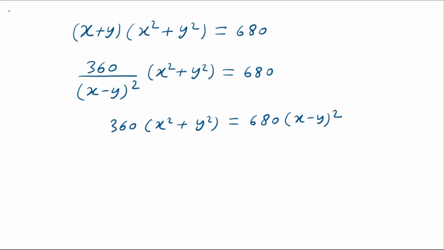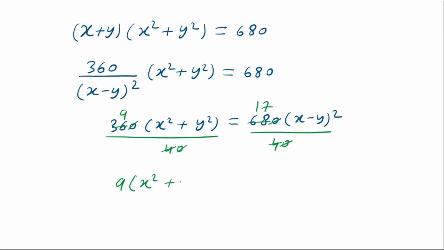Now divide both sides by 40. The left hand side is divided by 40 and the right hand side is also divided by 40. Then this 0 and this 0 cancel out, and 36 divided by 4 gives 9, and 68 divided by 4 gives 17. So 9 times (x² + y²) equals 17 times (x − y) whole squared.